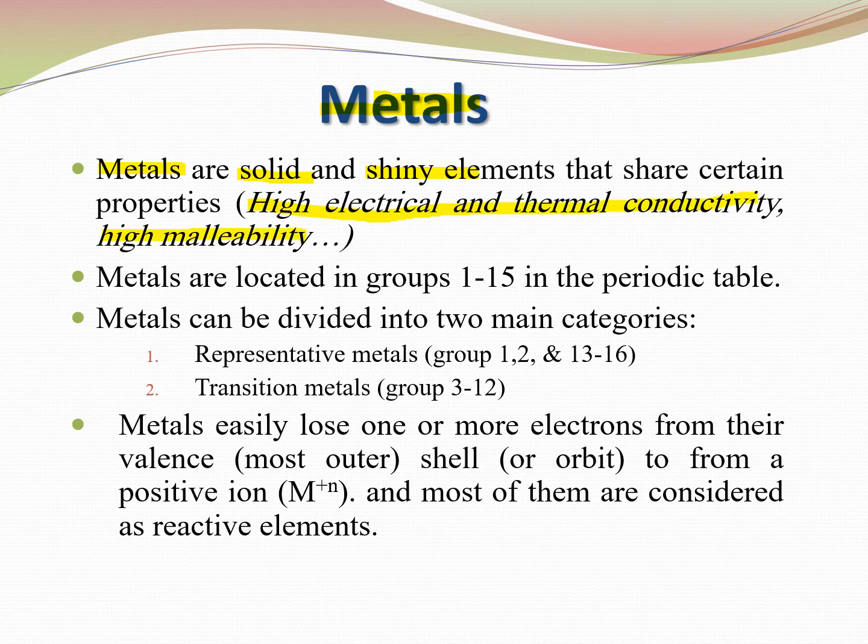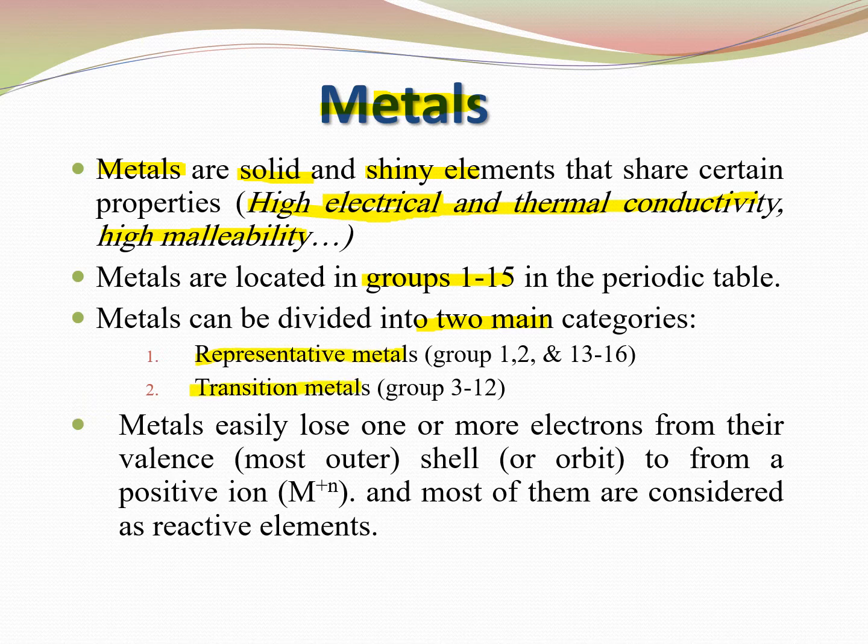So they can conduct heat and electricity, and high malleability means that we can change their shape by applying pressure on them. That's why we can make ornaments or jewelry from gold and silver, which are elements. We can modify their shape basically. These metals are located in groups 1 to 15 in the periodic table. Two main categories are there, the representative metals and the transition metals.